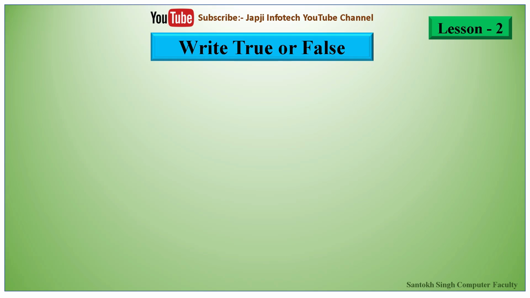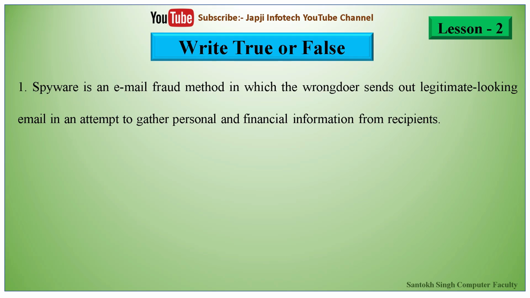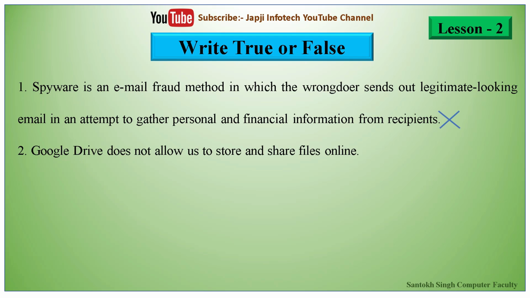So now we will learn about true or false. The first one is: spyware is an email fraud method in which the wrongdoer sends out legitimate looking email in an attempt to gather personal and financial information from the recipient. False. Second one is: Google Drive does not allow us to store and share files online. False.